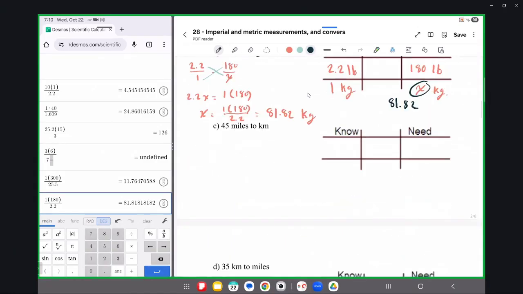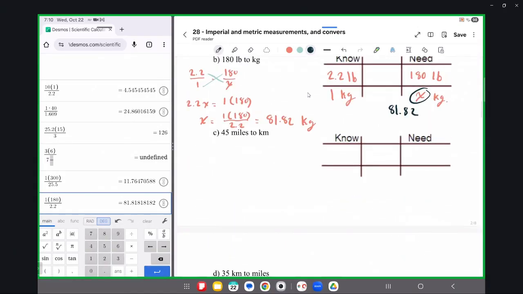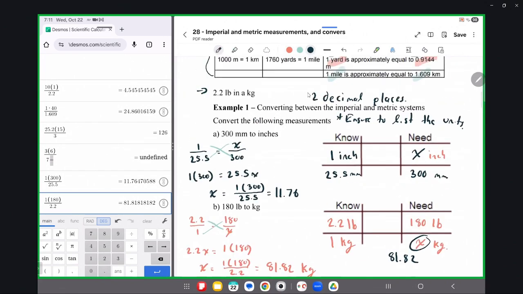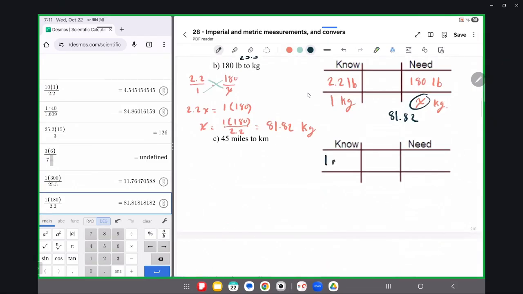Okay. What about letter C here? We have 45 miles to kilometers. Well, they told us that 1 mile is 1.609 kilometers. So here, 1 mile is 1.609 kilometers. And we want to know how many kilometers there are in 45 miles. Okay, so we know that we did this right because the top row is miles, the bottom row is kilometers. So we can set up our ratio.